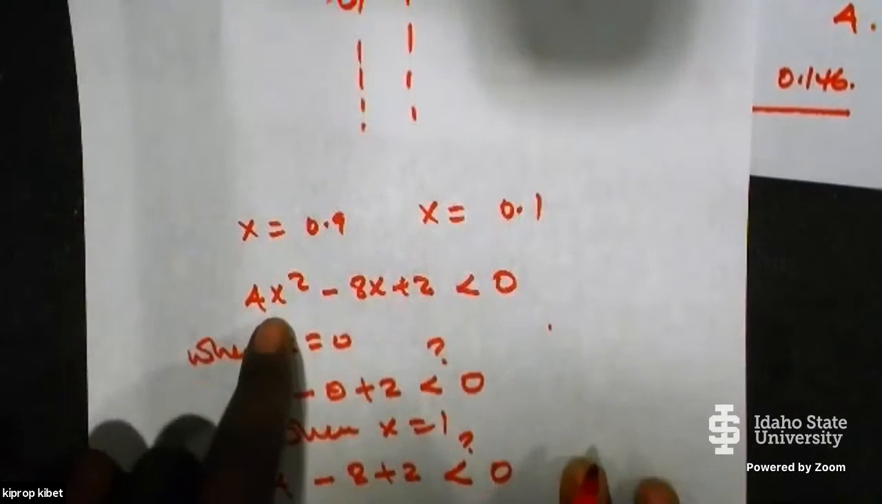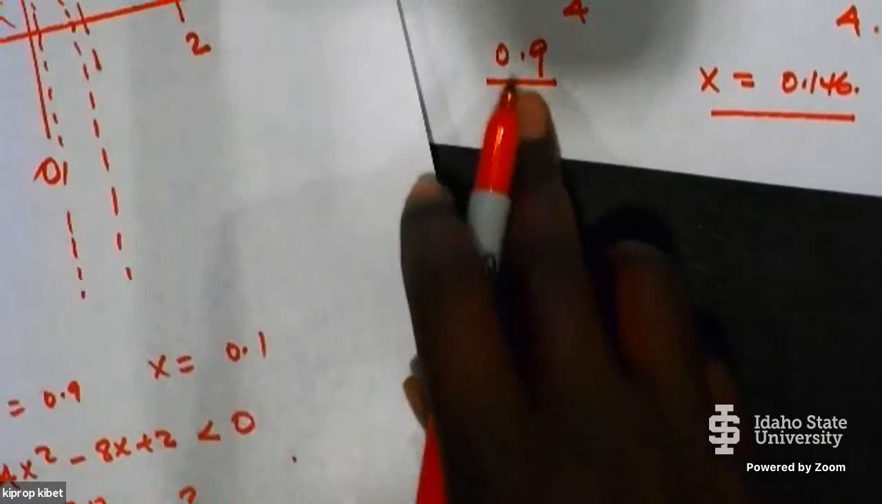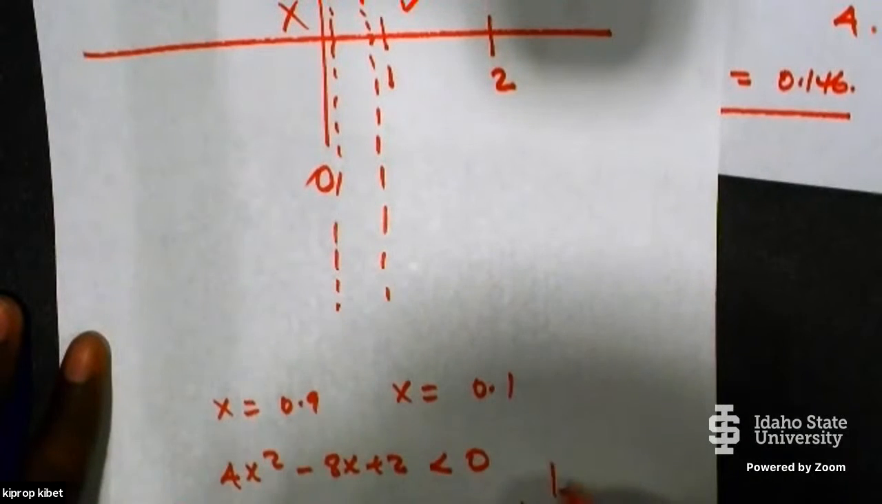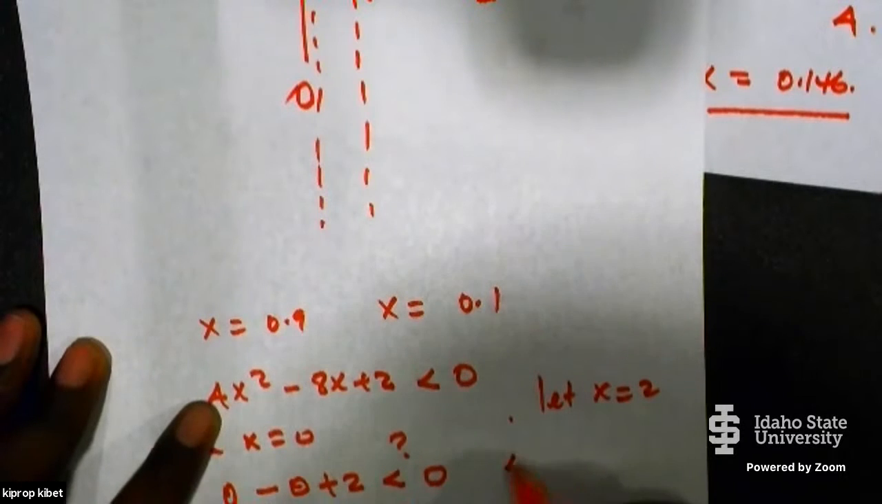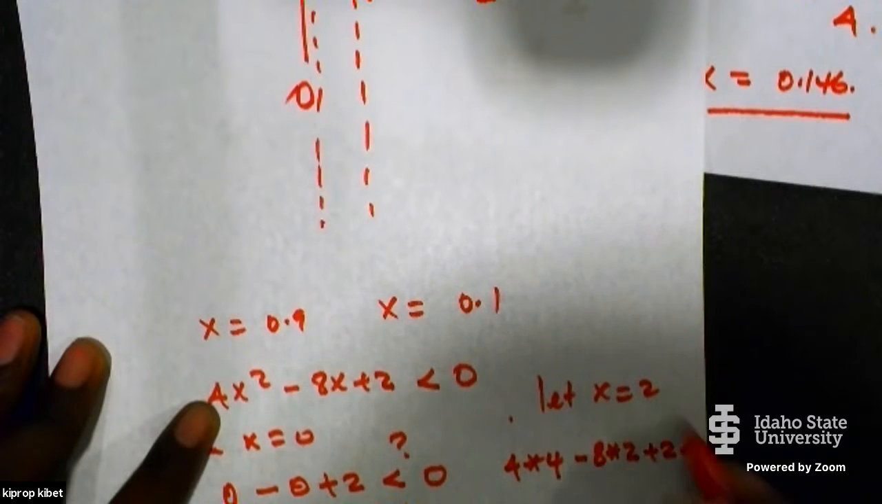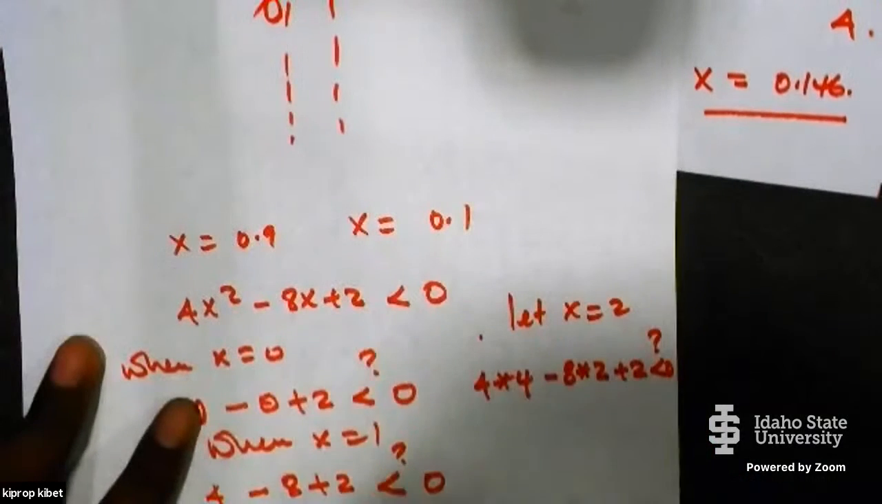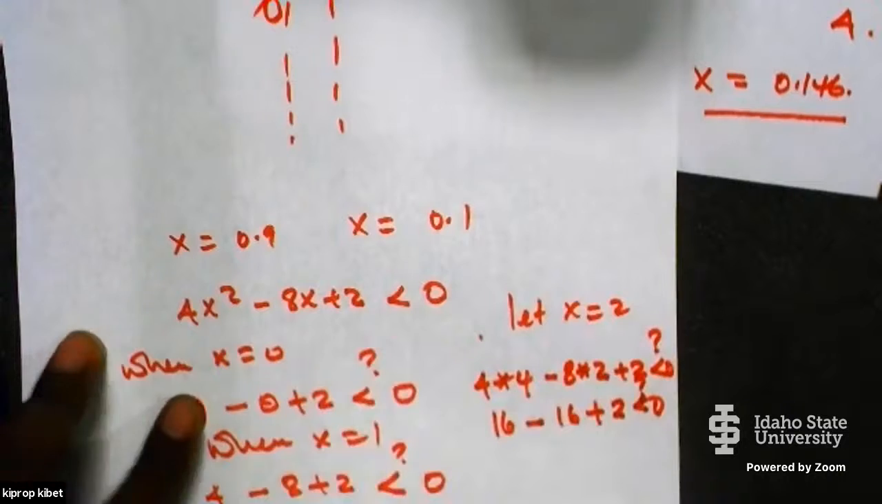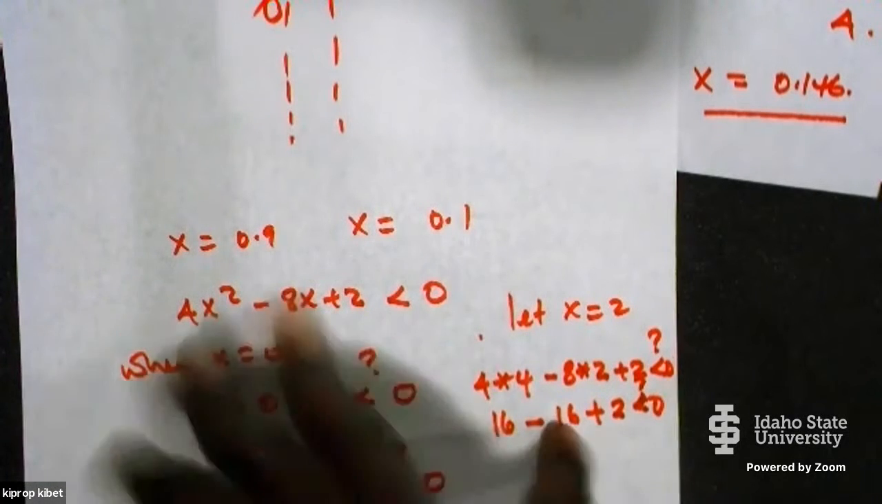Let's try 2. So if we put 2 here, will it agree? Because 1 is almost 0.9. So let's try 2. So if we let x equals to 2, here it will be 4 times 4 minus 8 times 2 plus 2. Is this less than 0? So this is 16 minus 16 plus 2. Is this one less than 0?